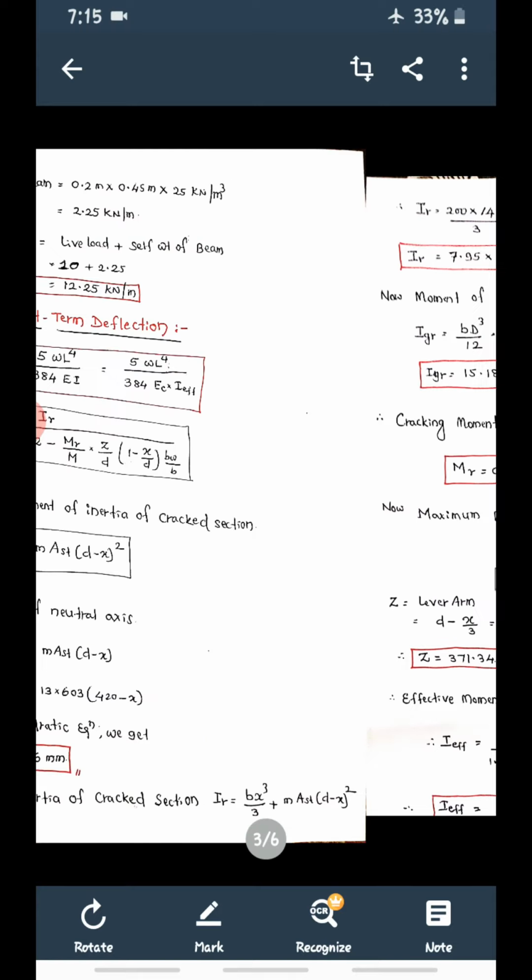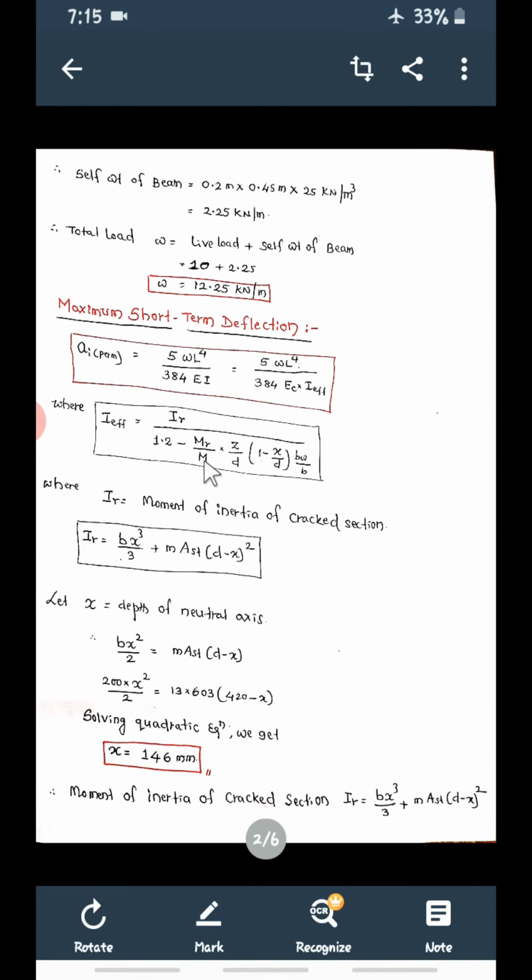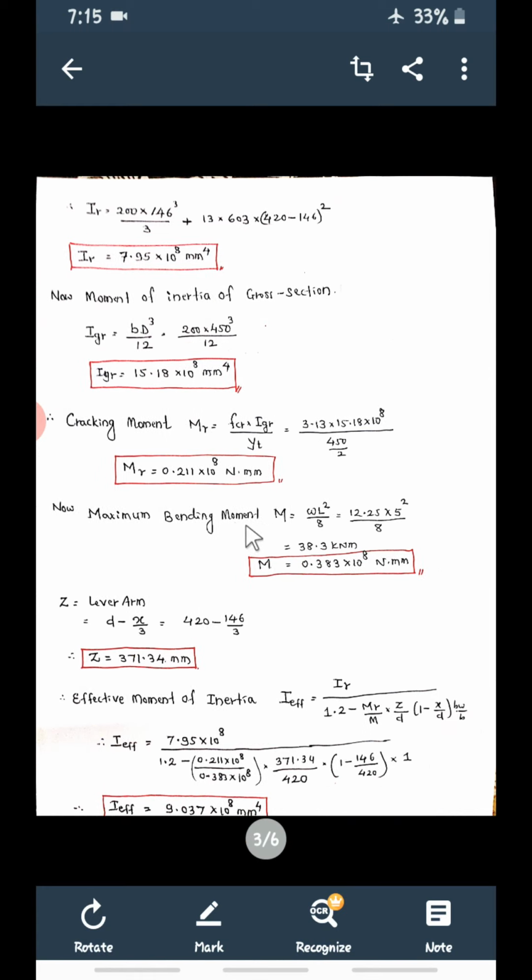Now what is M? This M is the maximum bending moment. For a simply supported beam with UDL, the maximum bending moment at the center is WL square by 8. W is the total load, UDL 12.25, into 5 square span, divided by 8. So M will be 0.383 into 10 raised to 8 Newton mm. So we have calculated IR, MR and M.